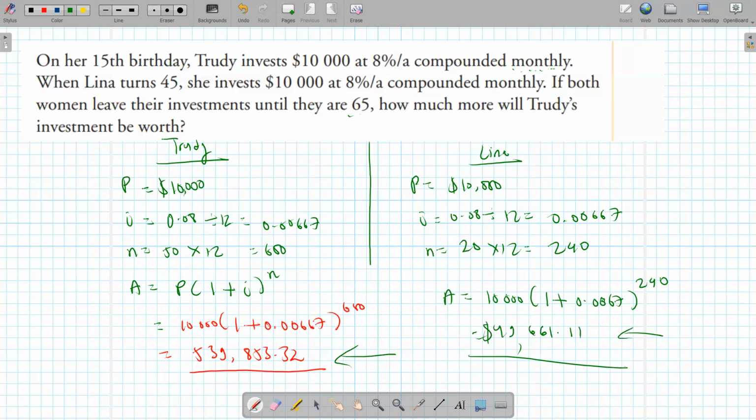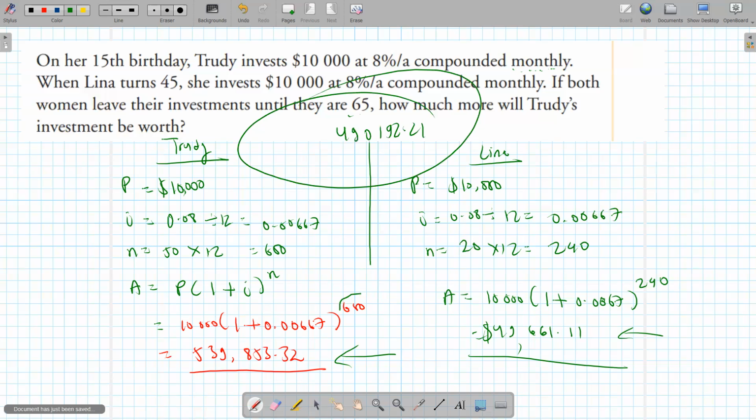The question's asking us how much more Trudy's investment will be worth. Do you just subtract? Yeah, you literally just subtract. So 539,853.32 minus the number you just got, and we get about 490,000. This is the difference between their amounts: $490,192.21. So the longer you keep it in the bank, because the n values are exponents, the more money you get.